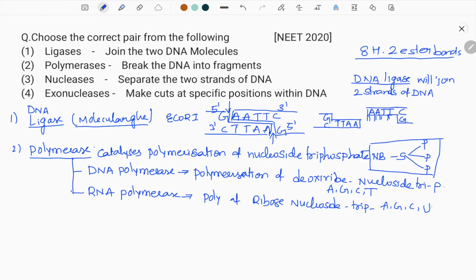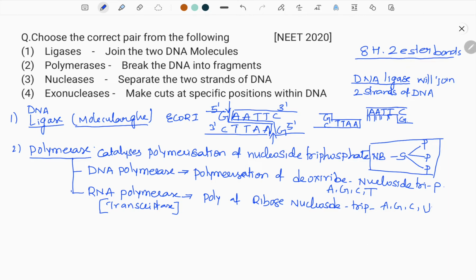So simply speaking, DNA polymerase is helpful in formation of DNA. RNA polymerase is helpful in formation of RNA. So we know that RNA polymerase will form RNA in the transcription. Another name of RNA polymerase is transcriptase. Do remember, transcription takes place in the nucleus of eukaryotes. In case of prokaryotes, it takes place in the cytoplasm itself, because there is no compartmentalization of nucleus and cytoplasm, as there is no nuclear envelope in prokaryotes.